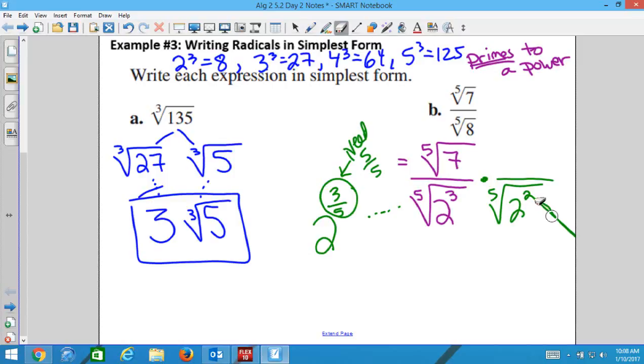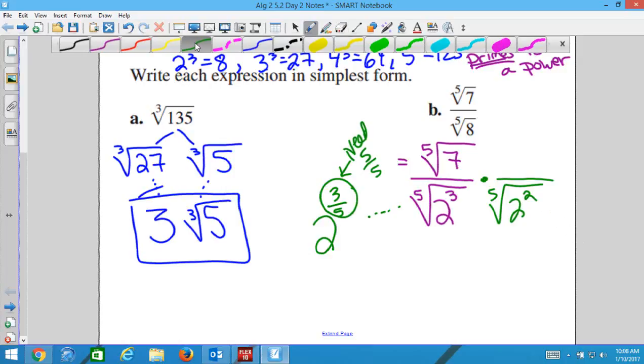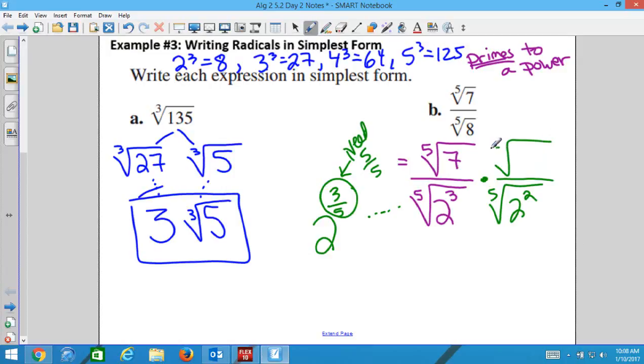If you do it on the bottom, you have to do the exact same thing on the top, because we're really not changing the value of this fraction, we're just changing the appearance by multiplying by 1. This is 1.